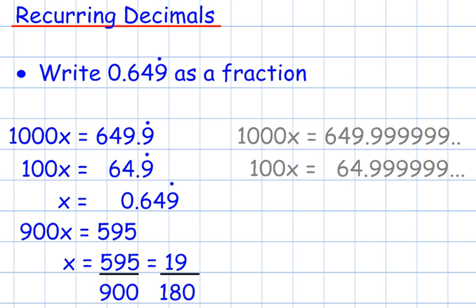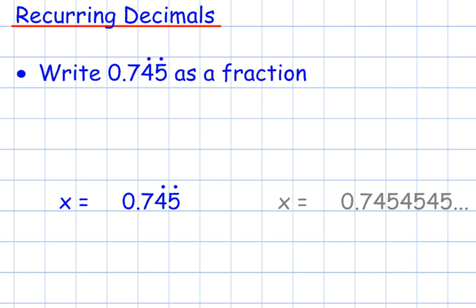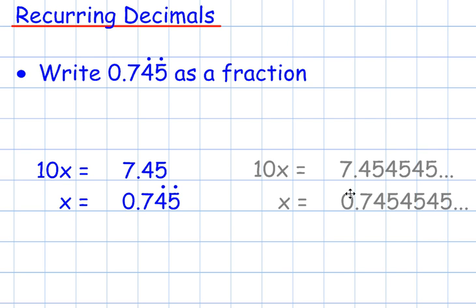Right, our last example. Write 0.745 recurring as a fraction. Start off with x is equal to 0.745 recurring. This is a helpful bit here. I need to move this across. Now, I actually want to make the 45 bit, the recurring bit, on the side. So I'm going to multiply it by 10, so that I've got the 454545 after the decimal.